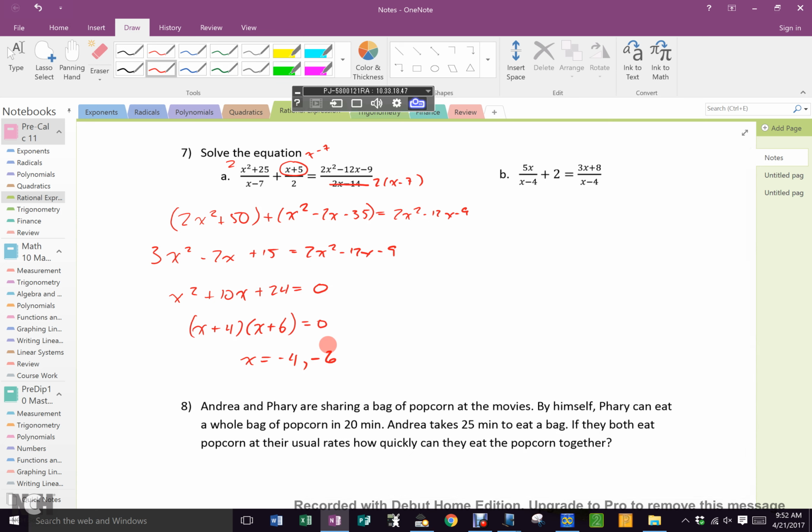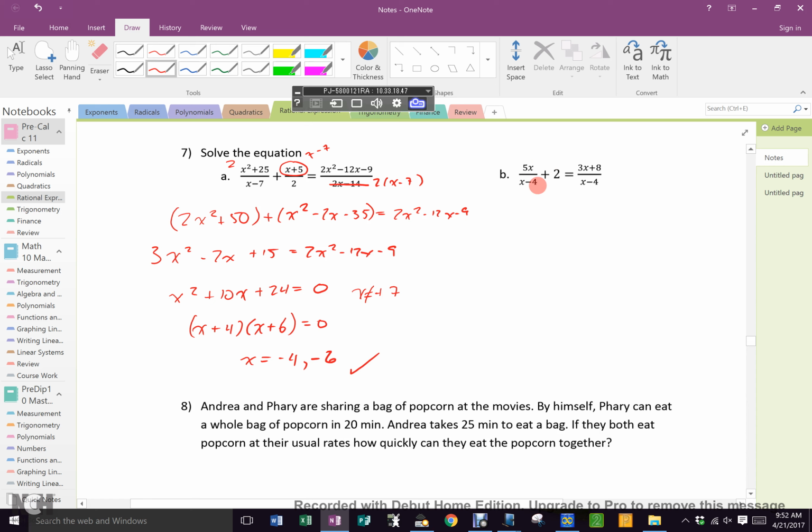Why didn't I do non-permissible values yet? Because I'm trying to solve the equation, right? This solves the equation. Now I need to check. Where do I need to check my non-permissible values? Right up at the top. It can only be positive 7, right? x cannot be 7. So are we okay? Yes.